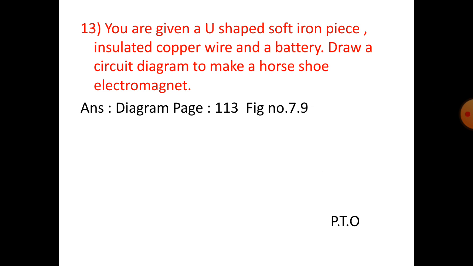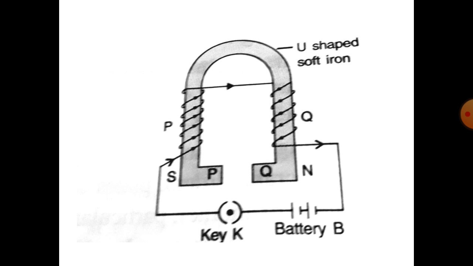13. You are given a U-shaped soft iron piece, insulated copper wire and a battery. Draw a circuit diagram to make a horseshoe electromagnet. The diagram is given in page 113 of your book, figure number 7.9, and this is the diagram.